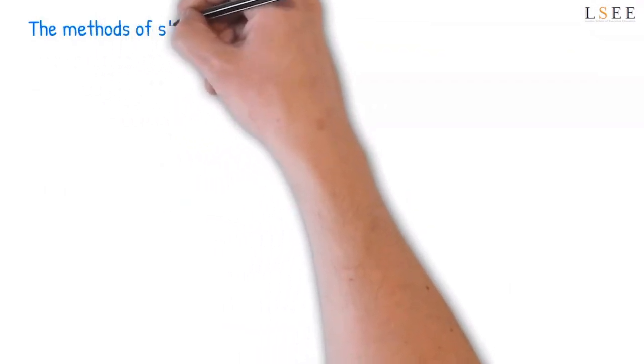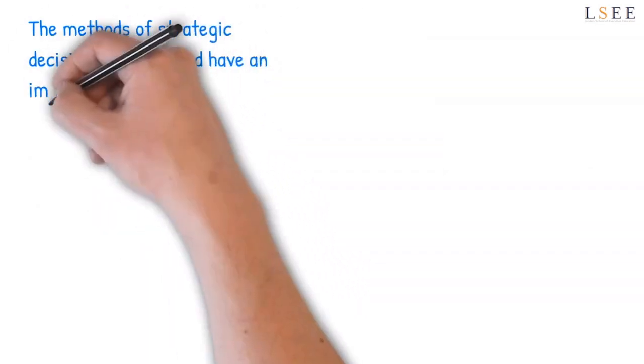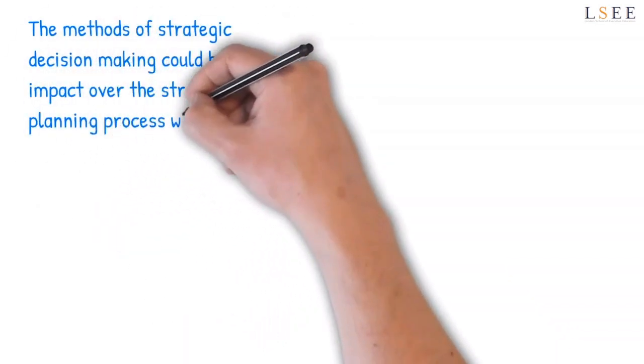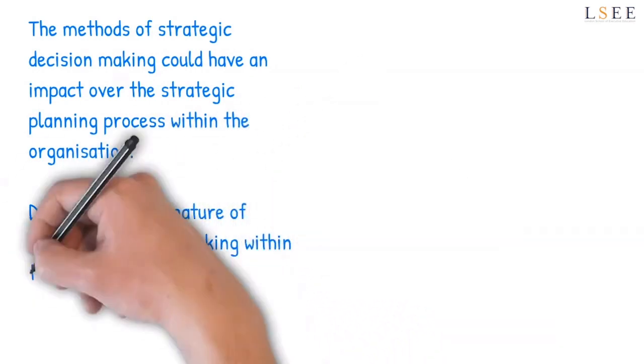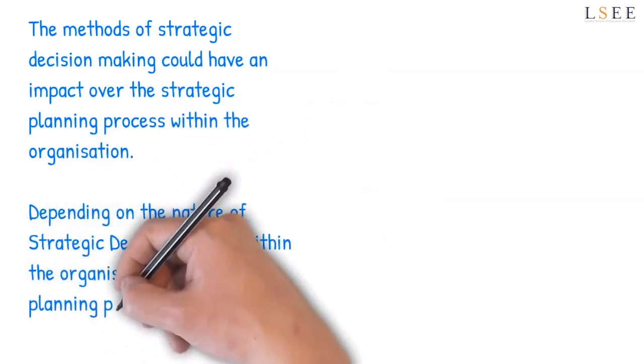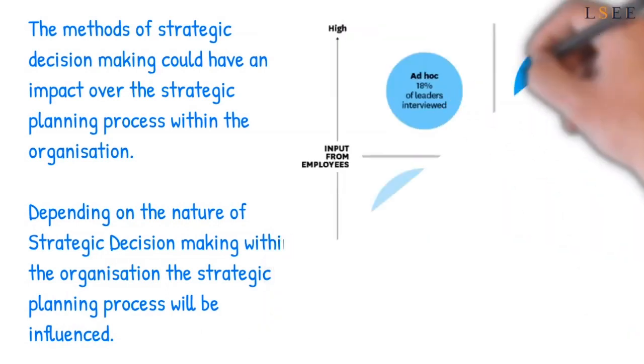The methods of strategic decision-making could have an impact over the strategic planning process within the organization. Depending on the nature of strategic decision-making within the organization, the strategic planning process will be influenced.